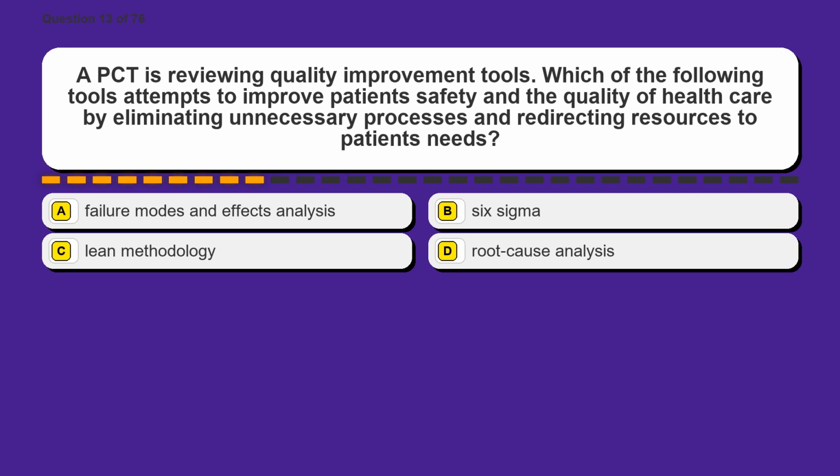Option A, failure modes and effects analysis. Option B, Six Sigma. Option C, lean methodology. Option D, root cause analysis.